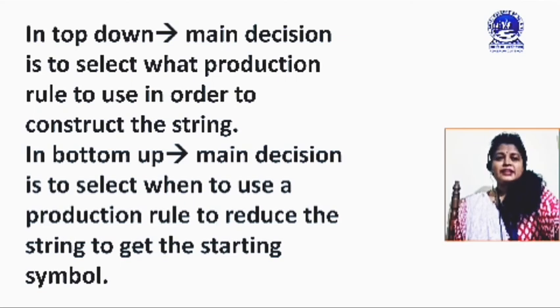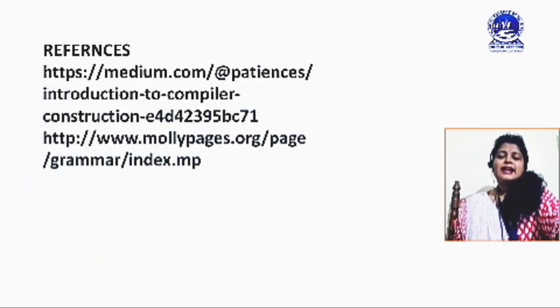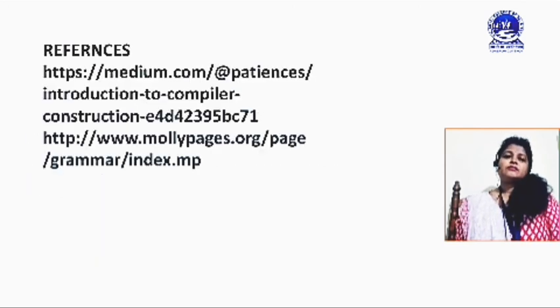Then next one is, in top-down parsing, the main decision is to select what production rule is to use in order to construct the string. But in case of bottom-up, the main decision is to select when to use a production rule to reduce the string to get the starting symbol. Actually, both top-down approach and bottom-up approach are working very effectively, but it depends when the programmer will use top-down approach and when the programmer will use bottom-up approach.